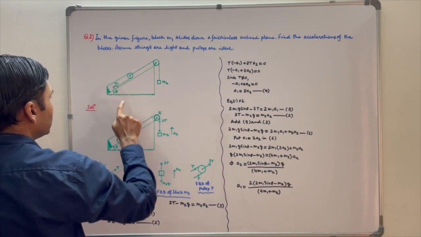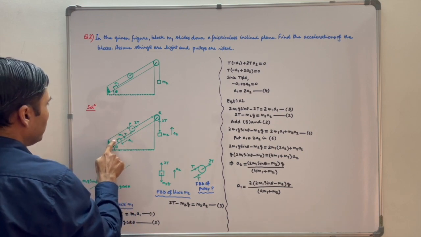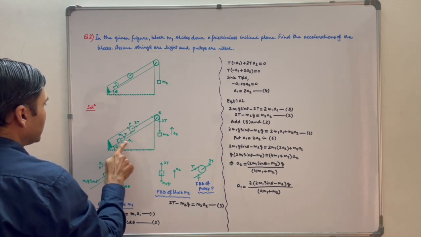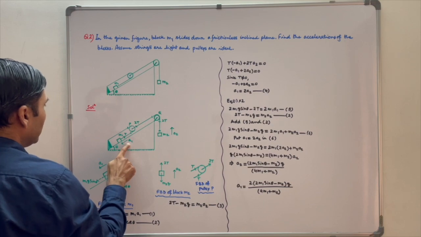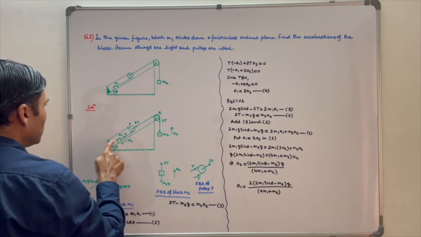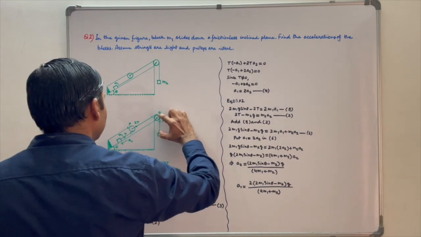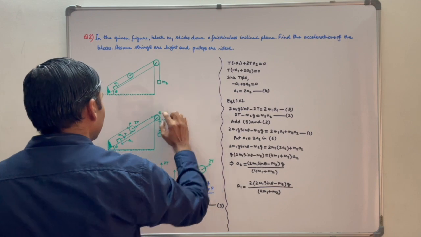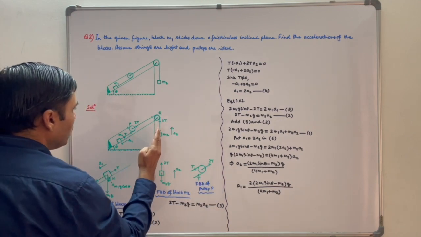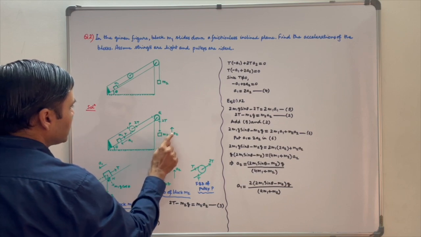Suppose the tension in this string is T. It will be T everywhere. Suppose block M1 comes down the plane with acceleration a1. When this moves downwards, this pulley will also move downwards. So the length of this segment will increase and the length of this segment will decrease. So block M2 will move upwards. Suppose block M2 moves upwards with acceleration a2.